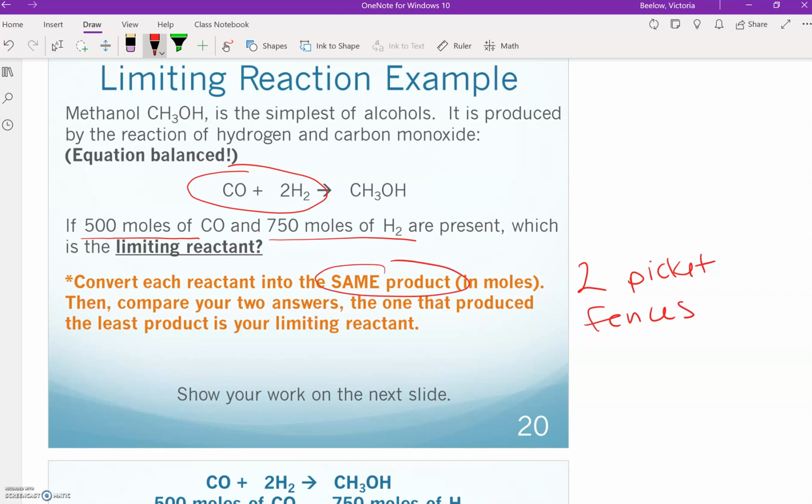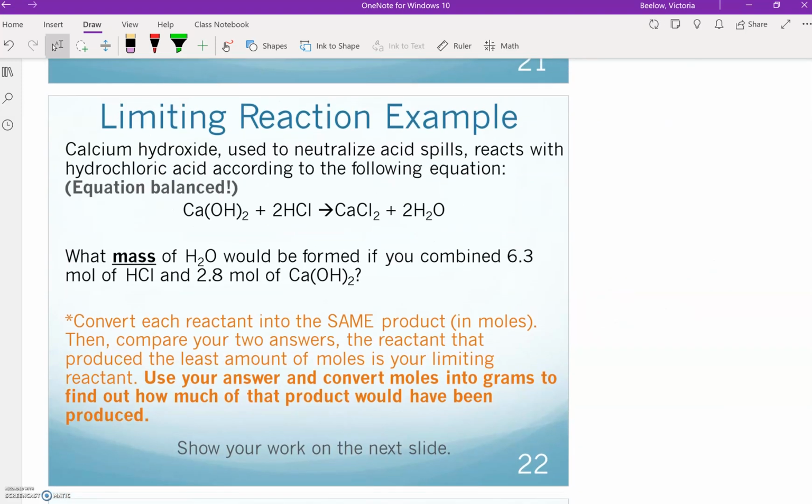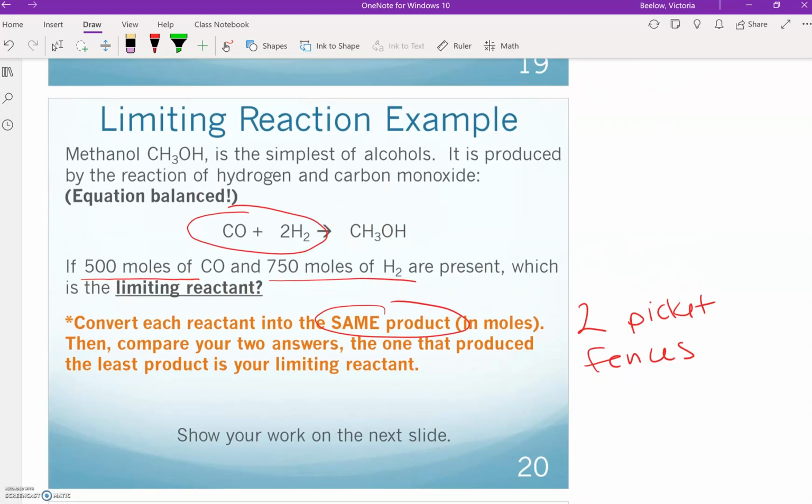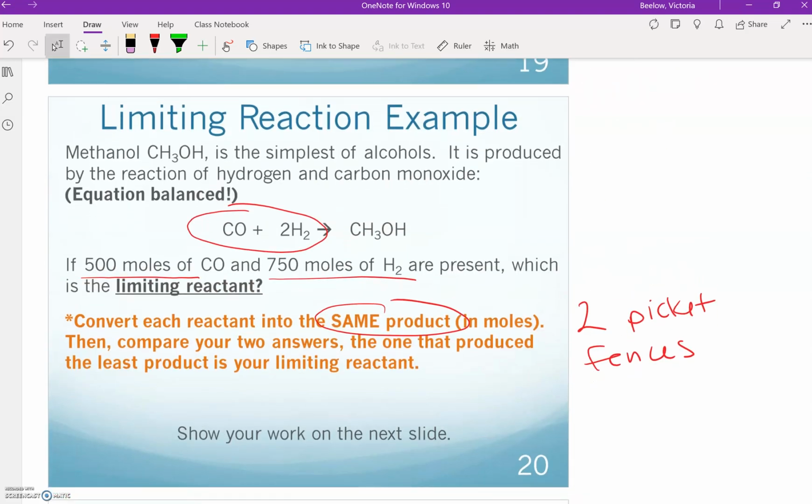Now, in this case, we only have one product to pick from right here. If you have multiple products, you just have to pick one of them and you can convert both into the same. As long as you're converting them both into the same product, then you can see which one is going to make more product, which one would make less product. And the one that produced the least amount of product, that's going to be your limiting reactant.